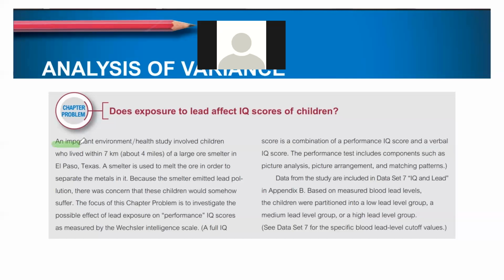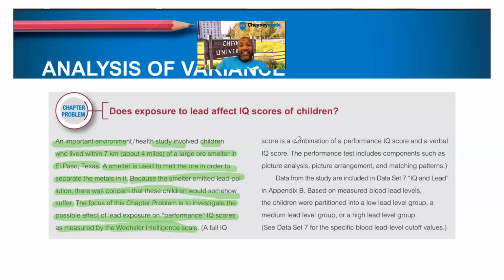An important environment/health study involved children who lived within 7 kilometers of a large ore smelter in El Paso, Texas. A smelter is used to melt that ore in order to separate the metals in it. Because the smelter emitted lead pollution, there was a concern that these children will somehow suffer. The focus of this chapter problem is to investigate the possible effect of lead exposure on performance IQ scores as measured by the Wechsler intelligence test.